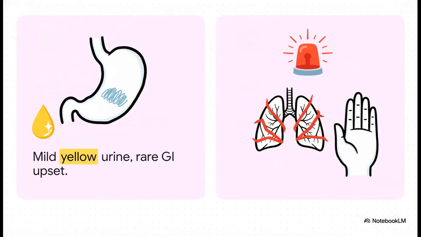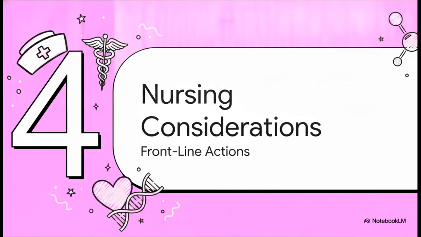You've really got to know how to contrast a minor nuisance against a full-blown emergency here. Because the vitamin is water-soluble, your body just naturally flushes out the excess folic acid. That means standard side effects are super mild, maybe a slightly yellow discoloration of the urine or a rare bit of GI upset. But watch out for incredibly rare allergic hypersensitivity. If your patient starts exhibiting bronchospasm, erythema, or any signs of anaphylaxis, that is a medical emergency, and you must halt administration immediately. Which brings us to Section 4, Essential Nursing Considerations.